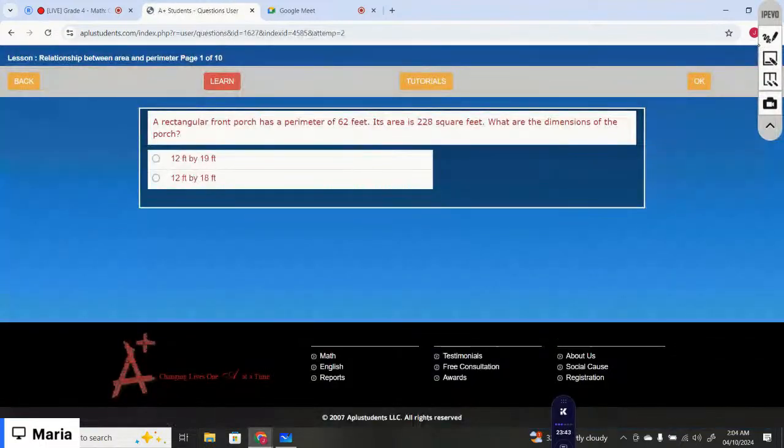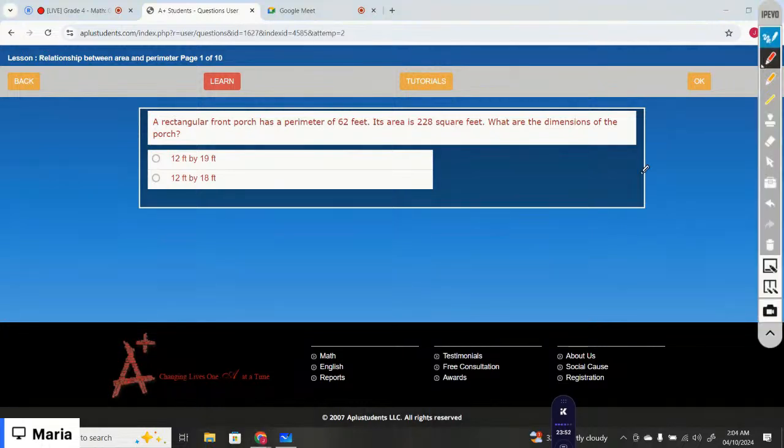Okay, here we have the same question. Just listen to me carefully. A rectangular front porch has a perimeter. So the rectangular porch, here is the rectangle. This is length. The perimeter is 62, area is 228. So the area of the rectangular shape is length times width.